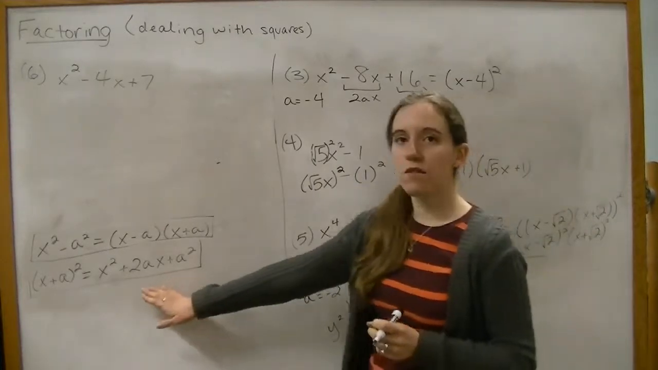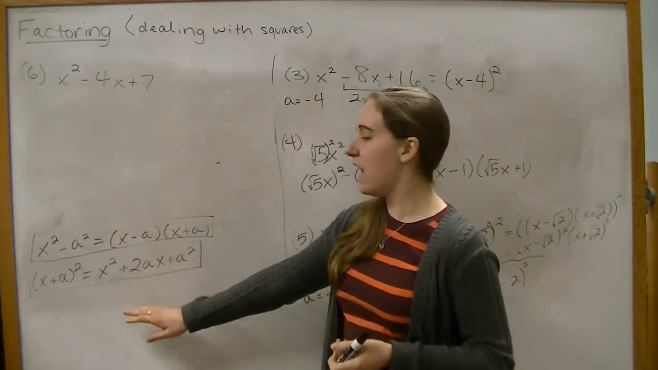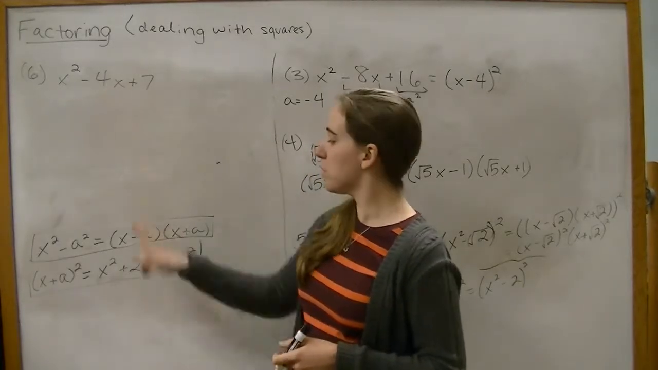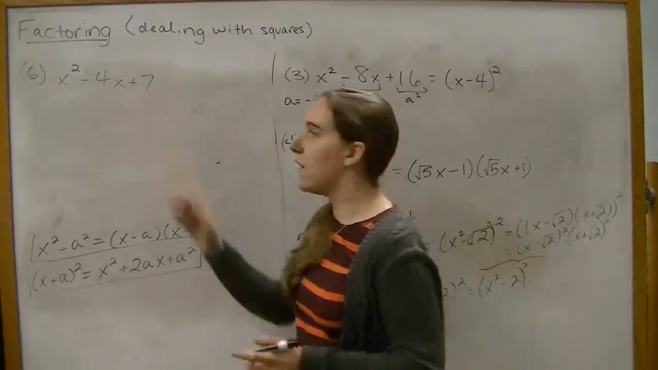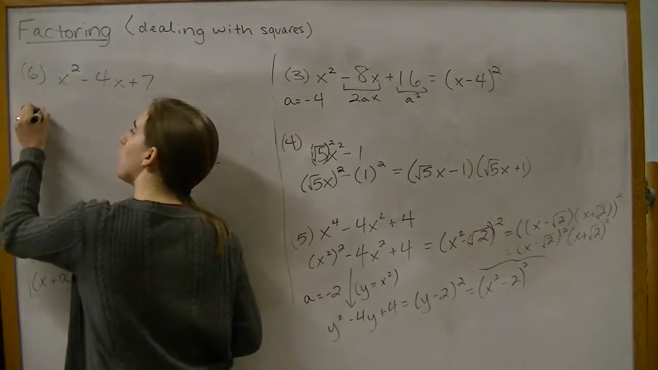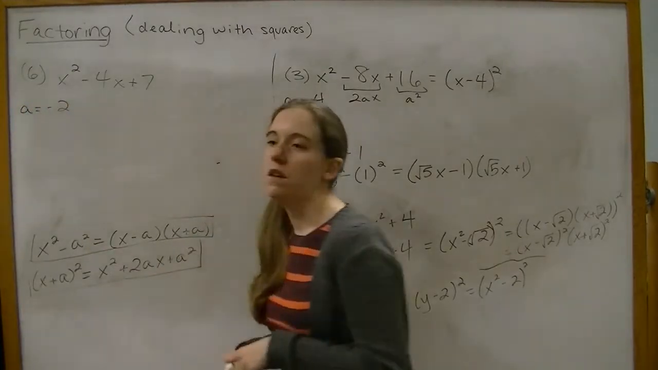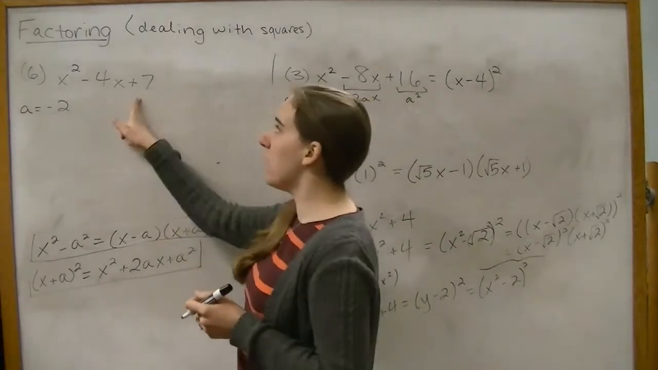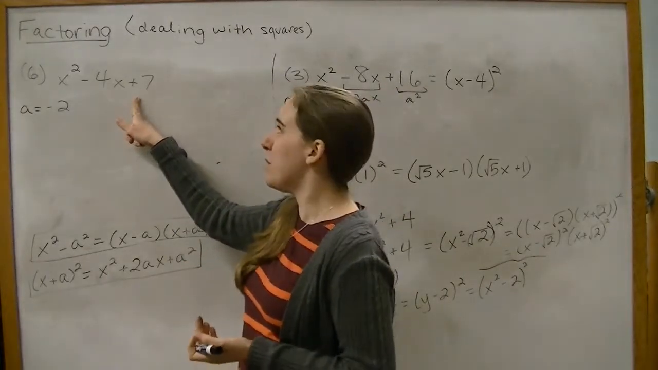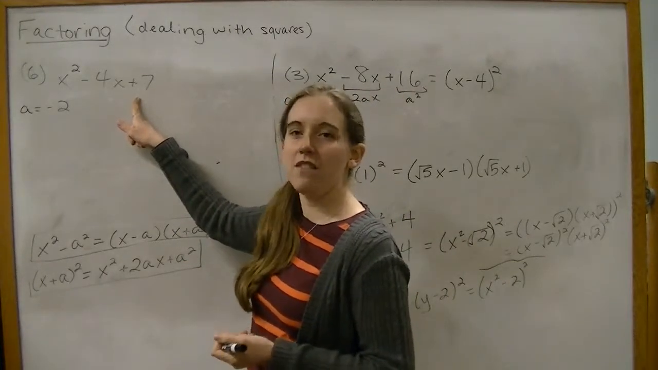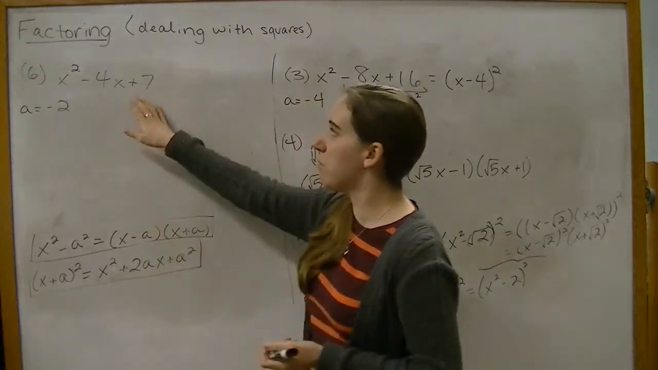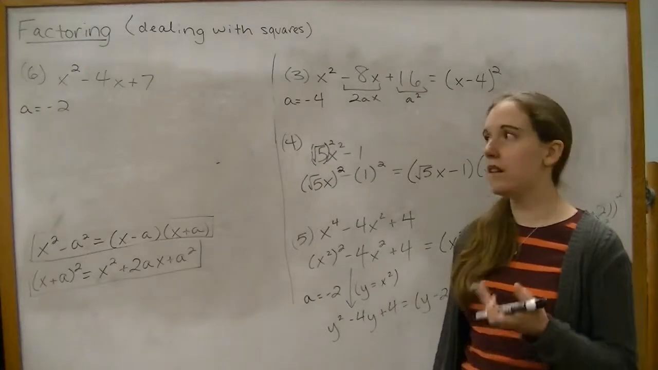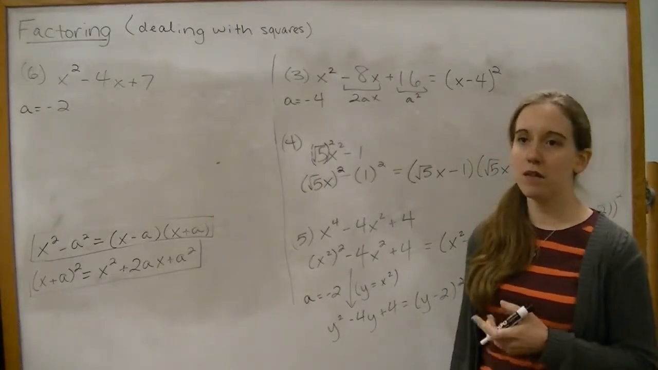So if I look at this form and I want to make it fit so I can factor it, 2ax is negative 4x. So 2a is negative 4. That means that, again, a would probably be negative 2. It's the only thing that makes sense for a. But then if I take a squared, that would be 4, not 7. So this is not the same form. So I can't just factor it to be x plus negative 2 squared, x plus a squared.